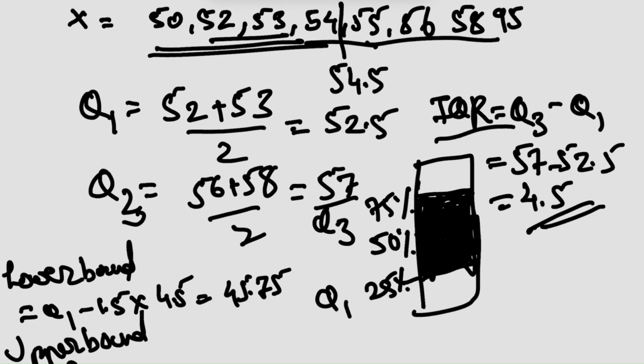And upper bound is equal to Q3 plus 1.5 into 4.5, that turns out to be 63.75. Okay, this is the upper bound. Any value beyond this is an outlier.